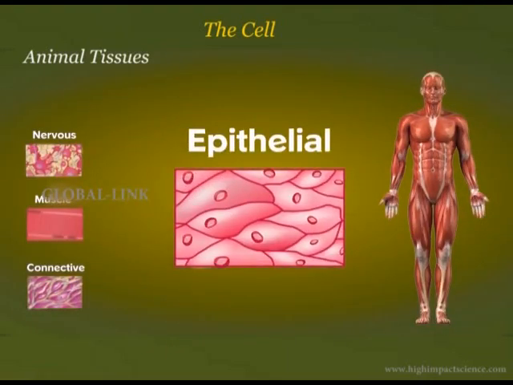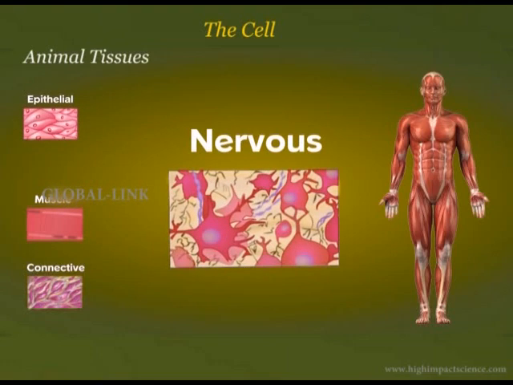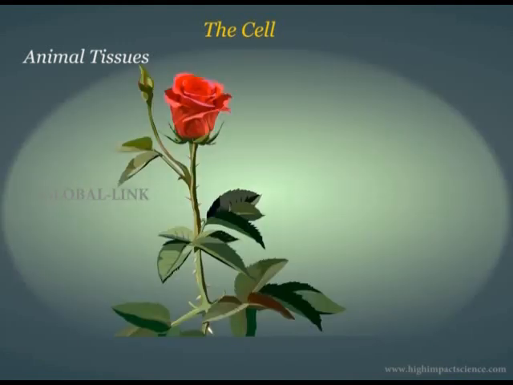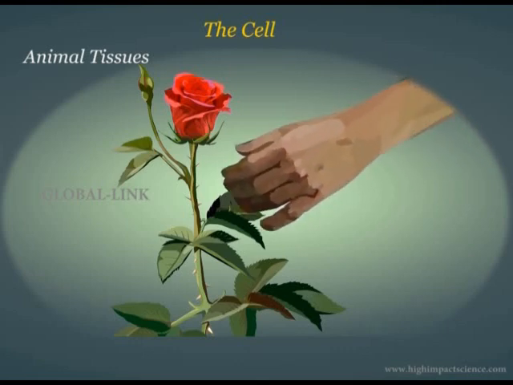The next tissue is the nervous tissue, which consists of a nerve cell or neuron that has a cell body containing nucleus. The cell body extends and forms specialized cell parts called dendrites and axon. These are the cells that help you retract your hand when you touch a sharp object.